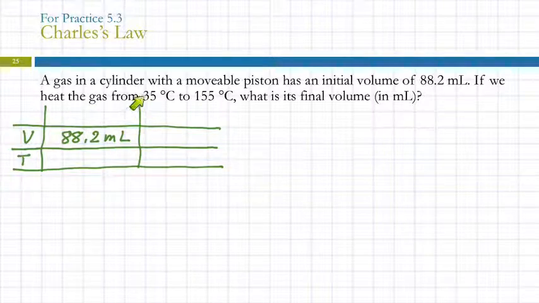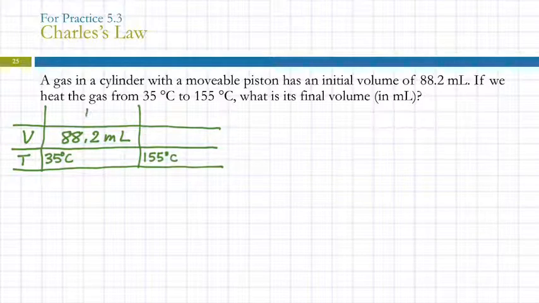So the temperature goes from 35 to 55. So I've got two temperatures. Which one of those goes with the initial volume of 88? The 35. So this is 35 degrees Celsius. I put it in the same column because those two go together. And then I've got 155 degrees Celsius over here.